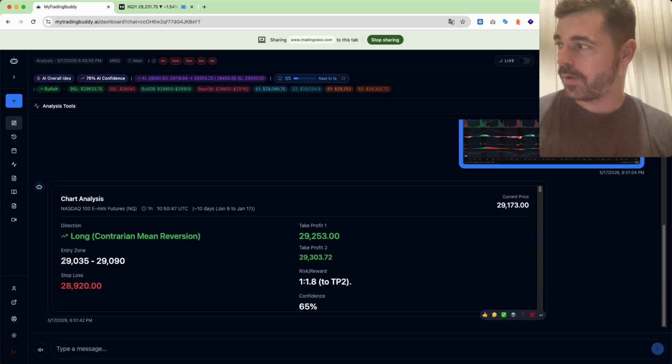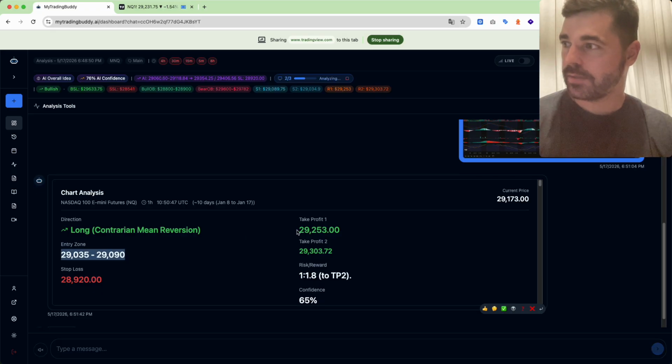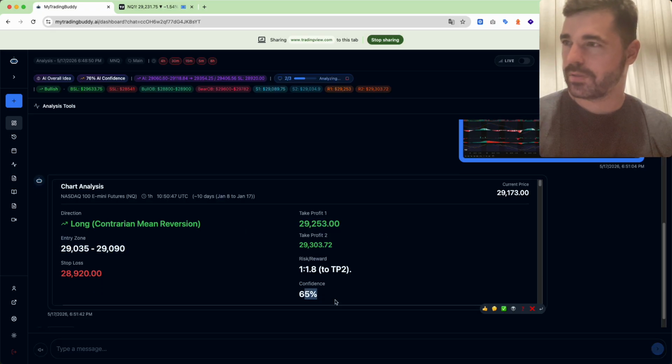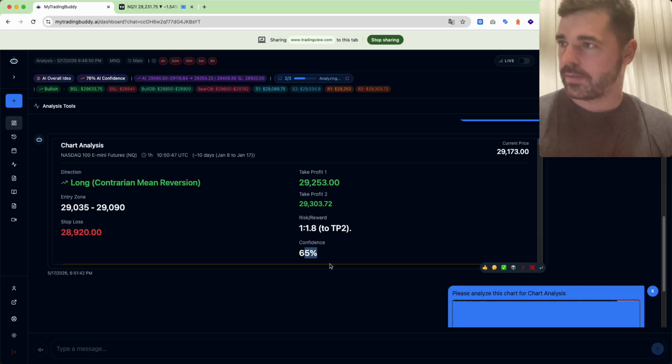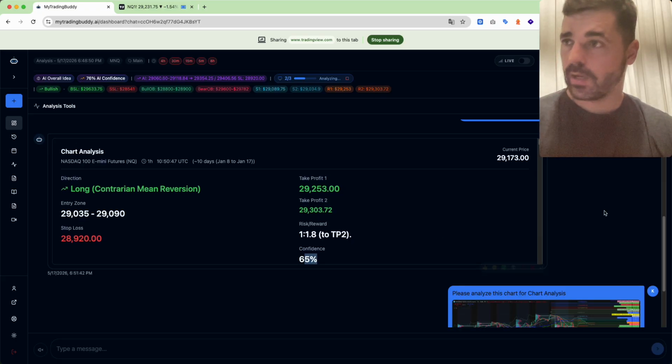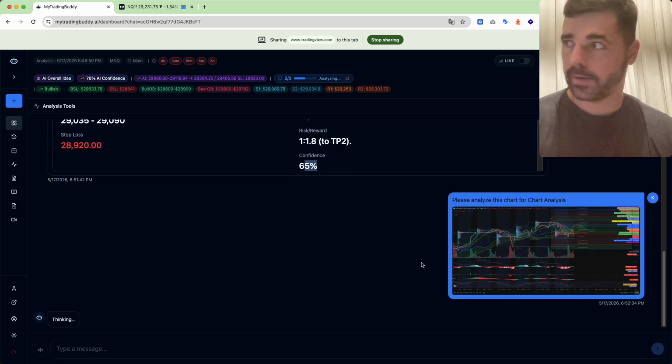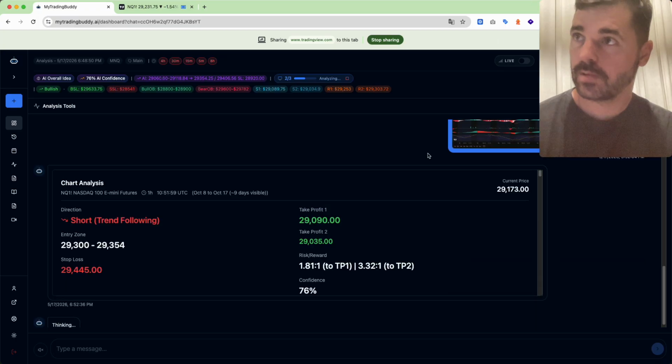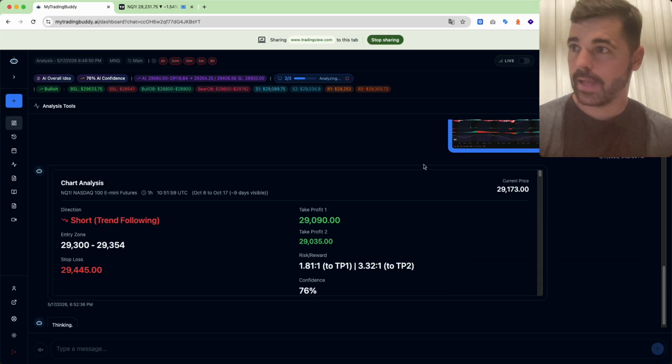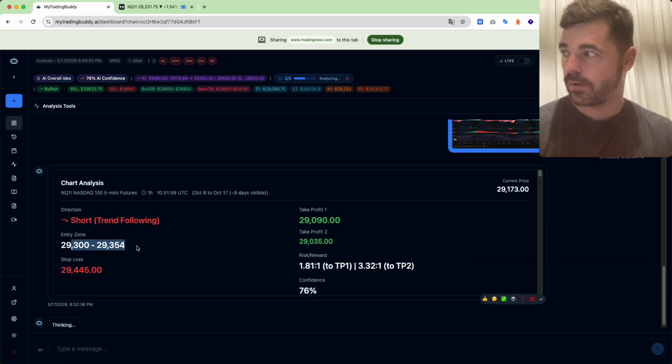So here we have a contrarian long, potentially. It's 65%, that's pretty low. I wouldn't take that trade. We'll take another one and see what comes back. So the second one just came back, and this is back to the short, back down to that 90.